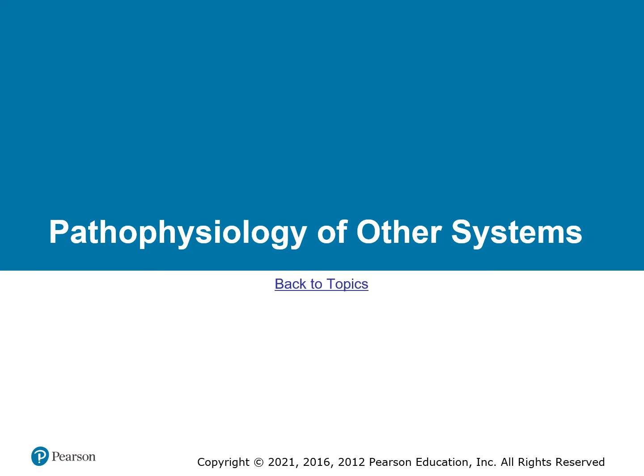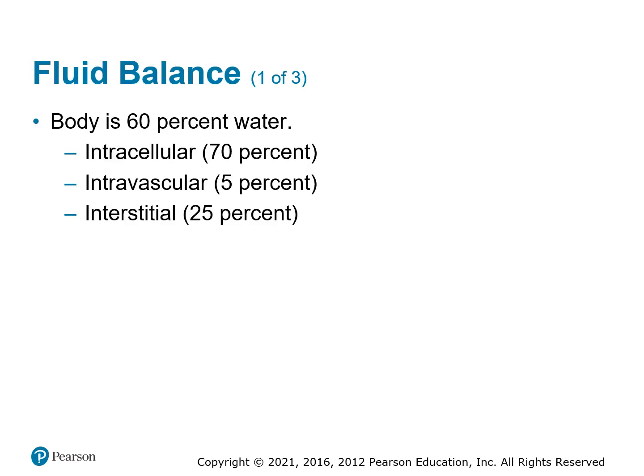So let's branch out to some pathophysiology of the other systems. The fluid balance. Your body is 60% water. Of that 60%, 70% is intracellular, so it's in the cells. 5% is in the vascular system, arteries and veins. And then 25% is just kind of hanging out in the interstitial space. So it's important to remember those numbers. 60% of the body is water, and of all the water, 70% is in the cell, 5% is in the vascular system, and 25% is in the tissue.